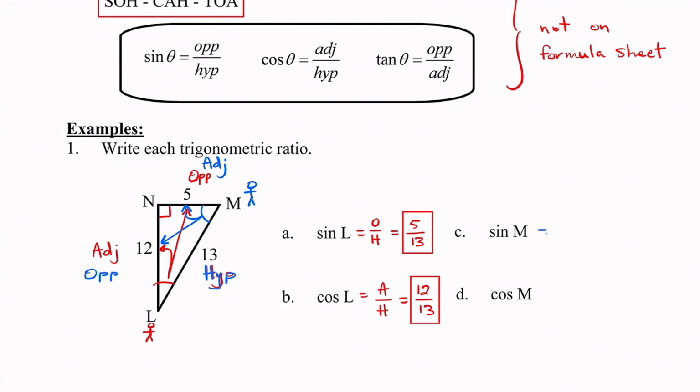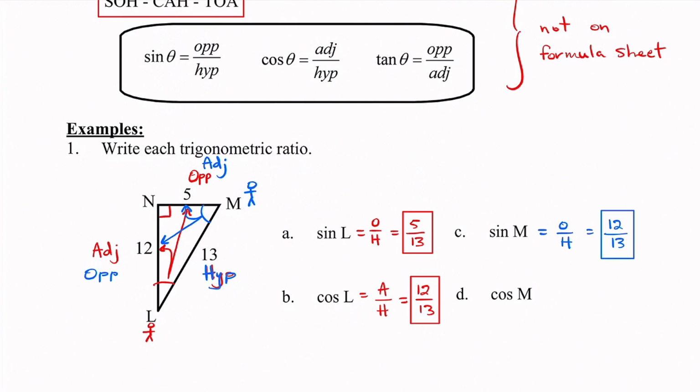So again, sine we said was O over H. And O, if I look at the diagram, is 12. Again, I'm looking at the blue stuff, so it's 12 over, and then the hypotenuse, 13.